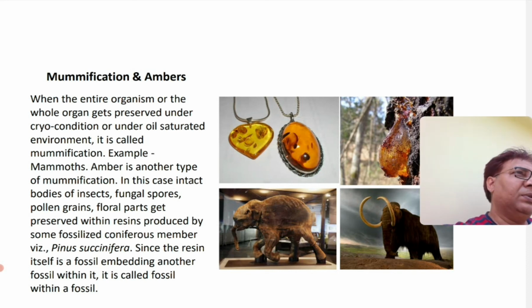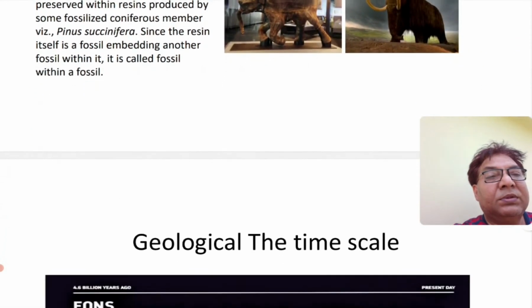When they fall on the ground, they become solidified, and in the meantime, because they are gel-like, they will definitely embed some flower part or leaf part, or maybe some small structures, some insect. So that will get embedded within that. So this is an example of a fossil within a fossil, because amber itself is a fossil, and the material which is getting embedded within this is also a fossil. So these are some types of fossilization.